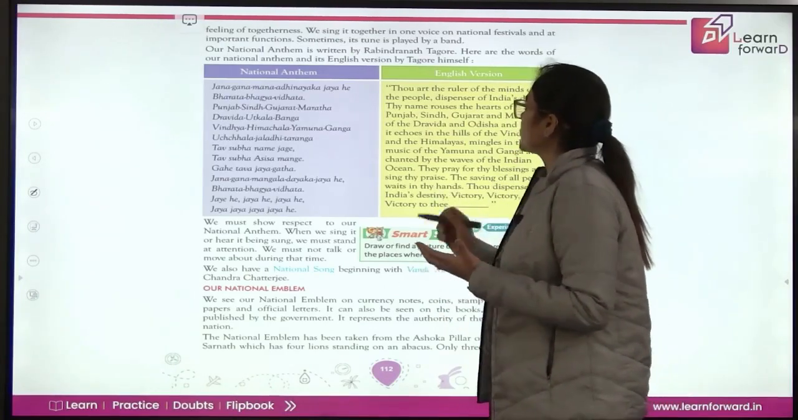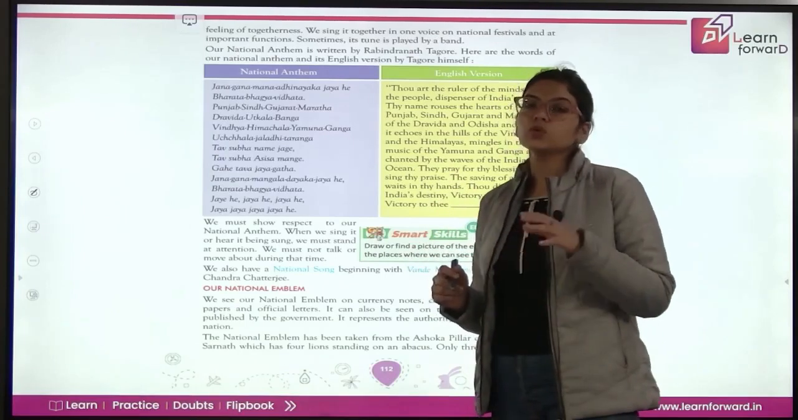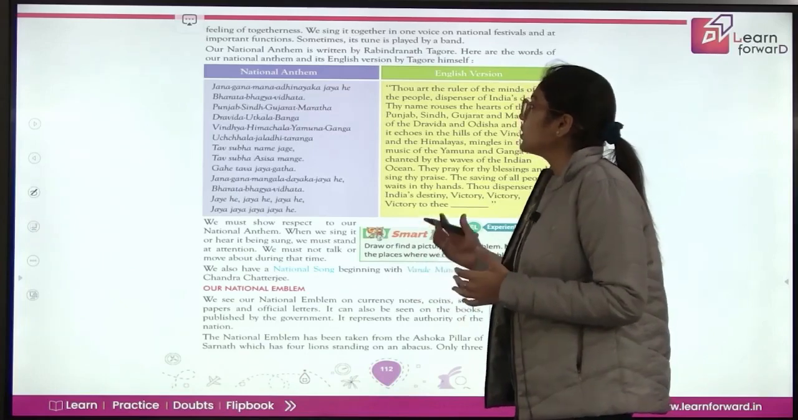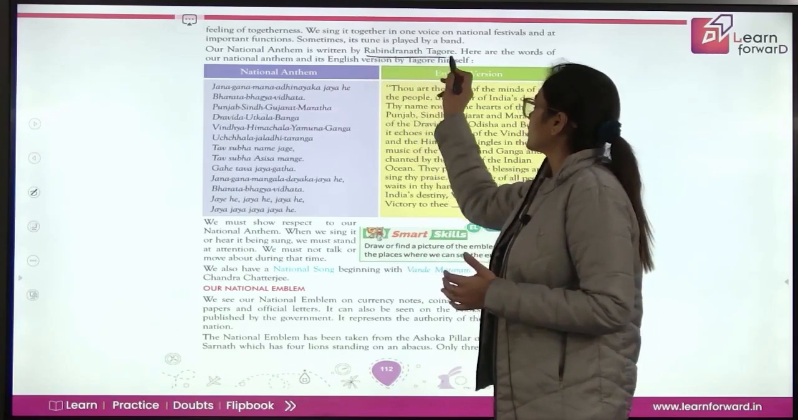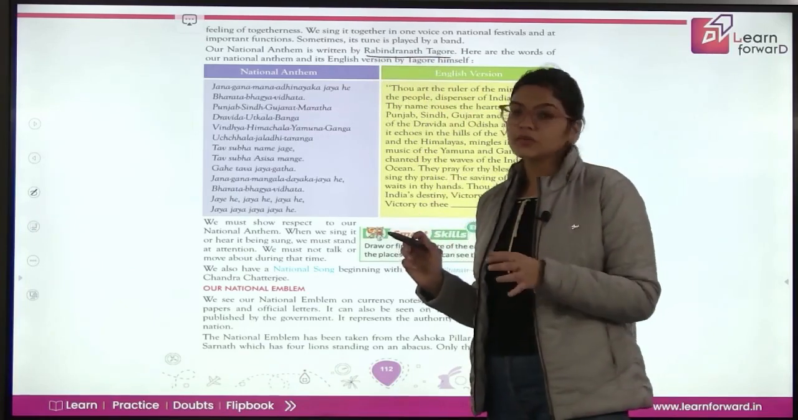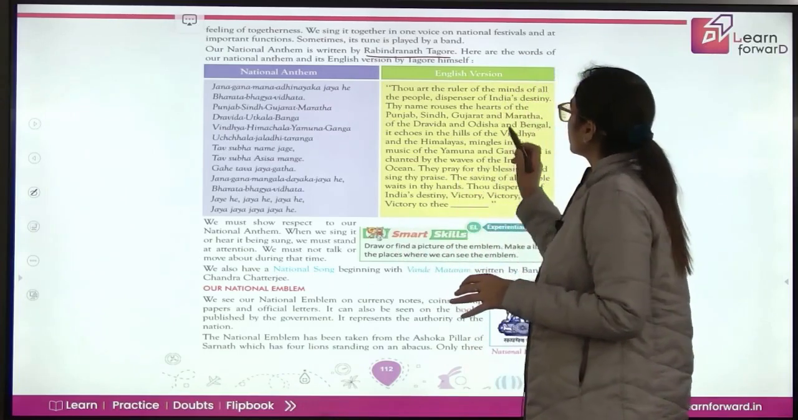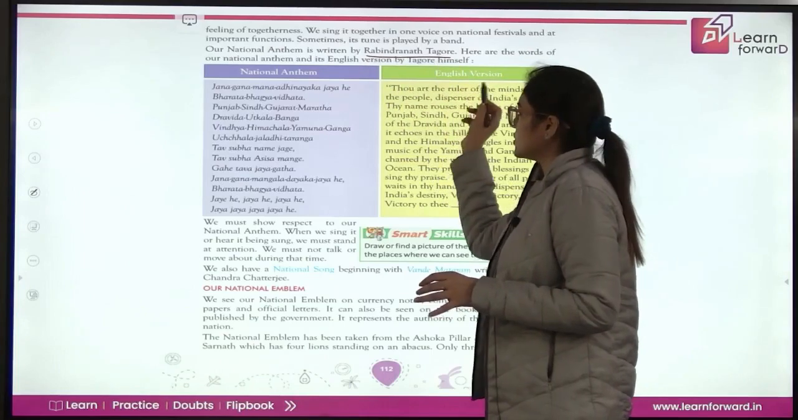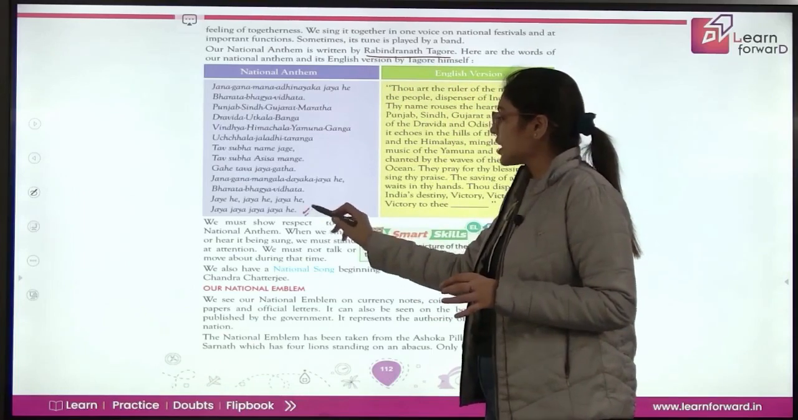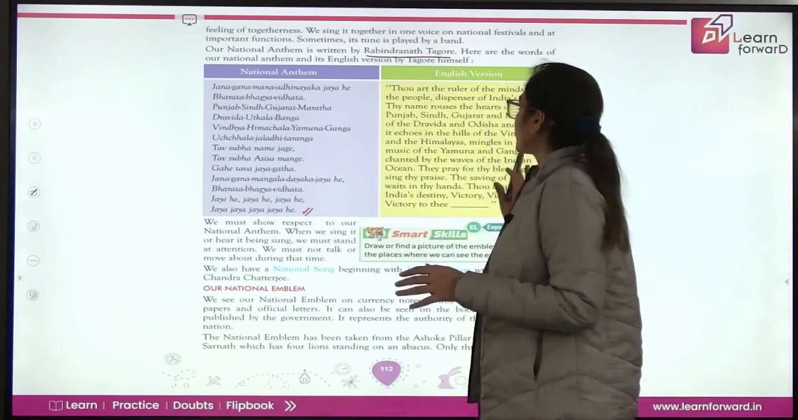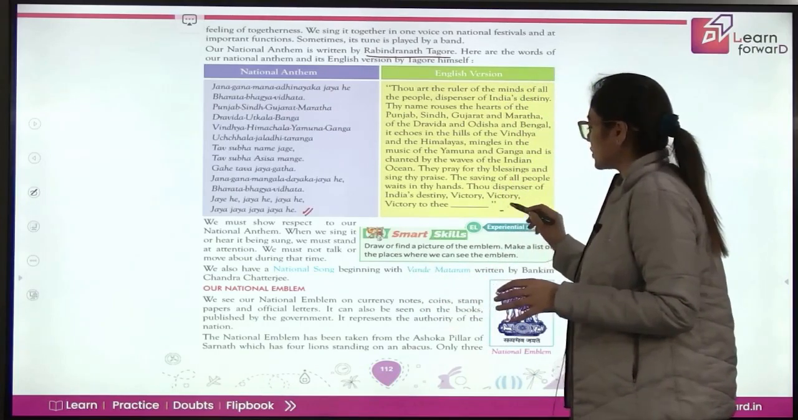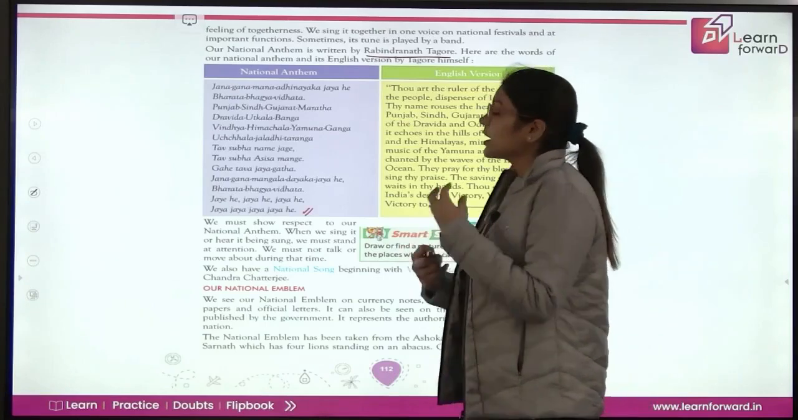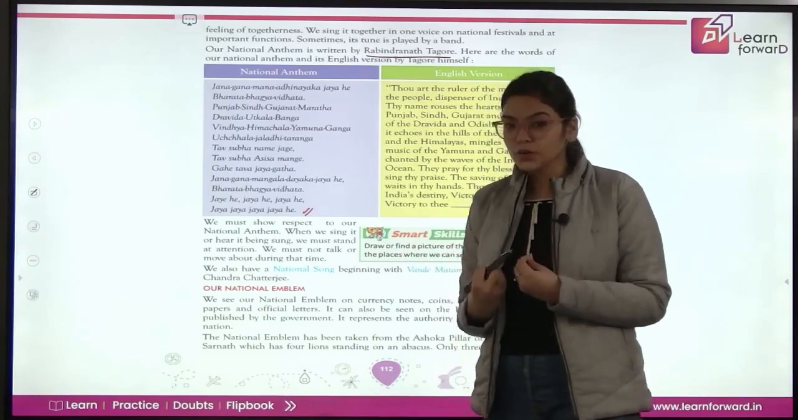Sometimes its tune is played by a band, and most of the time you will see that the tune of the national anthem is played by a band. Our national anthem is written by Rabindranath Tagore. So Rabindranath Tagore wrote our national anthem. Here are the words of our national anthem and its English version by Tagore himself. So this is the national anthem in Hindi and it is the English translation of the national anthem. You can read both of these, so you will get how it shows the feeling of unity and togetherness.